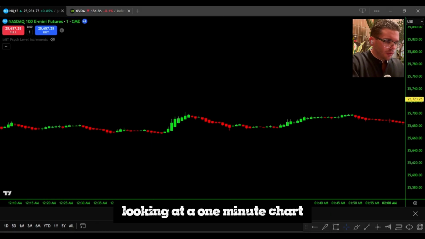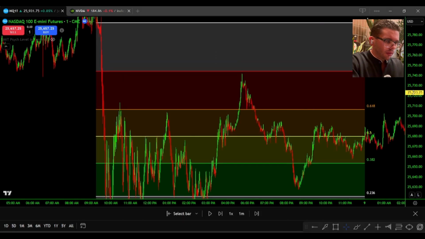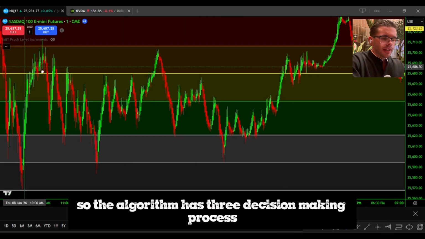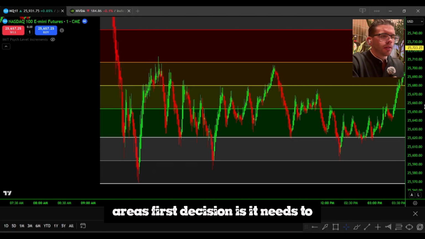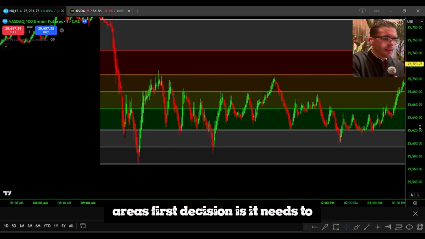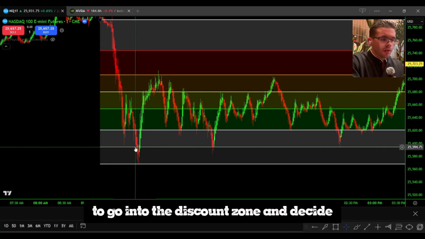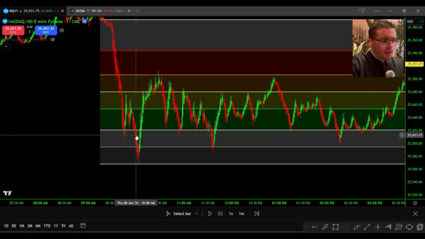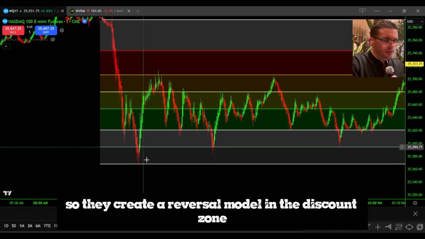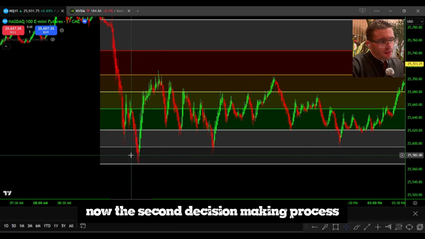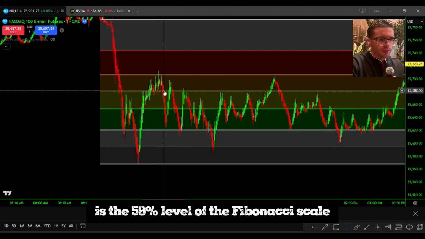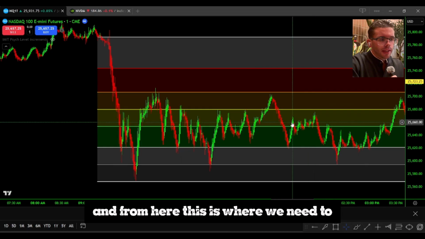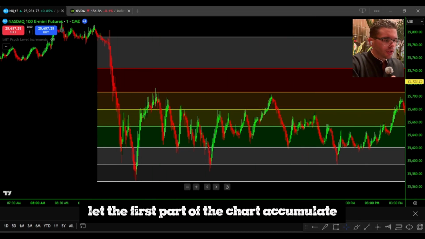Looking at a 1-minute chart, we're now going to follow the flow of what the algorithm's done. So the algorithm has 3 decision-making process areas. The first decision, it needs to go into the discount zone and decide it's finally done bottoming out, which will allow us to set the fib scale. So they create a reversal model in the discount zone. Now the second decision-making process is the 50% level of the Fibonacci scale. That's decision-making 2. And from here, this is where we need to let the first part of the chart accumulate.